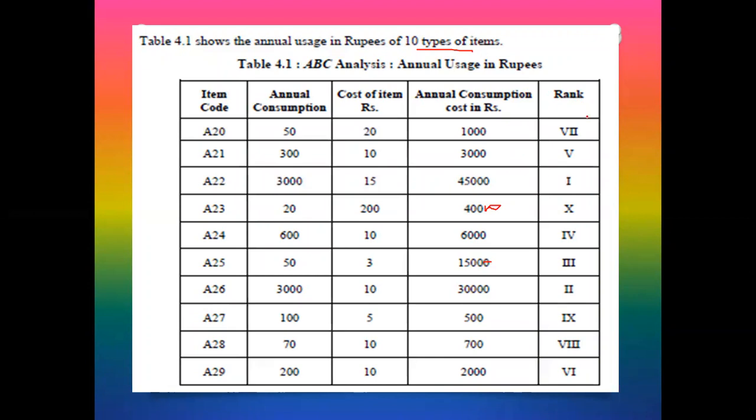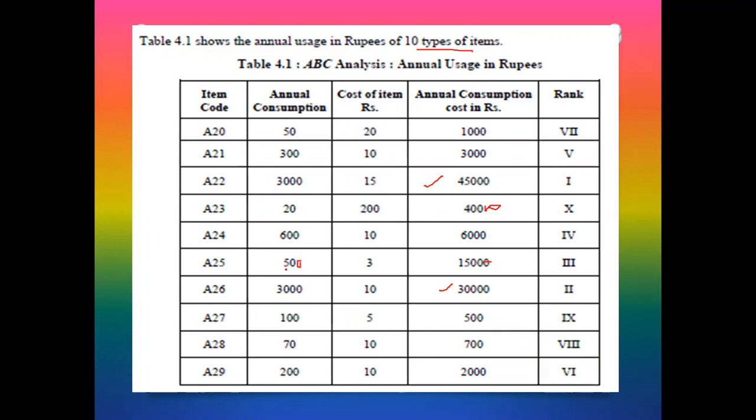So the rank is here like this, 7th rank, 5th rank. Once you get the total annual consumption, see which one is the highest. 45,000 is the highest, first rank. Next highest is 30,000, keep it as second rank.